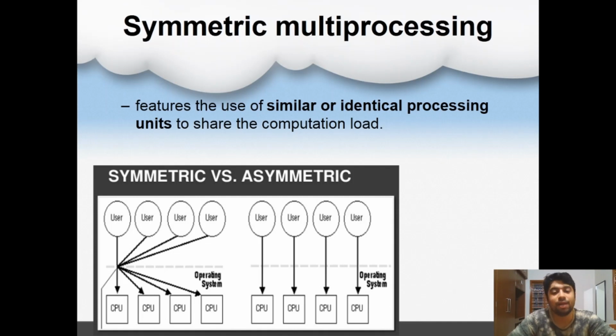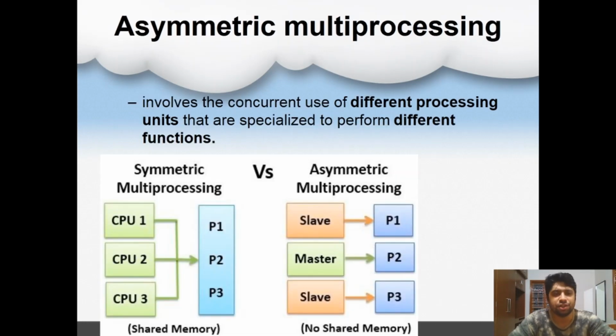And you can see multiple processes. Every process will have its own function, so it is different, but here it will have a similar function. In this diagram also you can see symmetric multiprocessing and asymmetric multiprocessing. In symmetric multiprocessing, multiple processes are there: CPU 1, CPU 2, CPU 3, and multiple processes P1, P2, P3, and it will have a shared memory. Whereas asymmetric multiprocessing will have no shared memory, because it will have different functions over here.